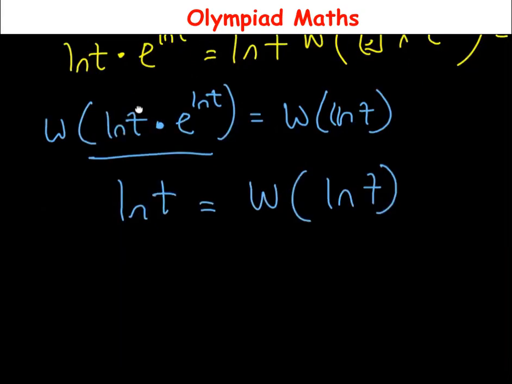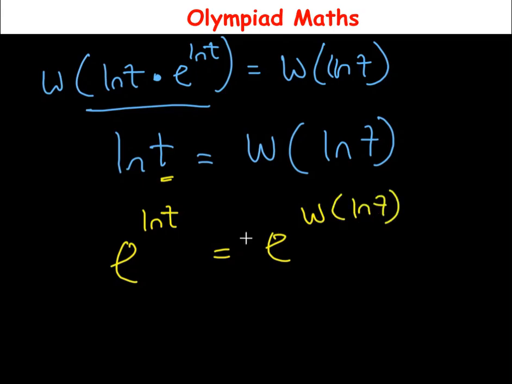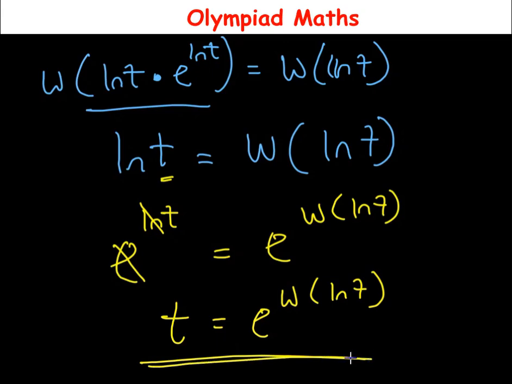Now to solve for t right here, because the goal is to solve for the value of t, we are going to introduce e to both sides of the equation. So if you bring in e, e to the power of ln t is equal to e to the power of W of ln 7. Now what will happen is, if we cancel ln, we are going to have it as t is equal to e to the power of W of ln 7. And this is the final answer for the value of t. You are surprised, right?